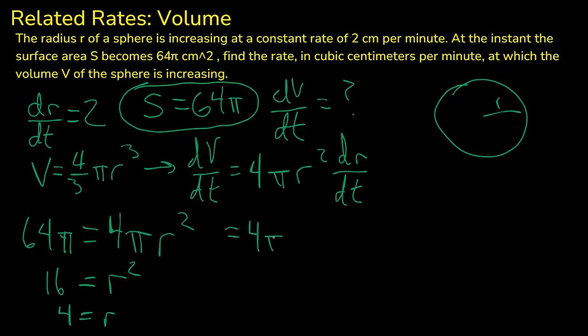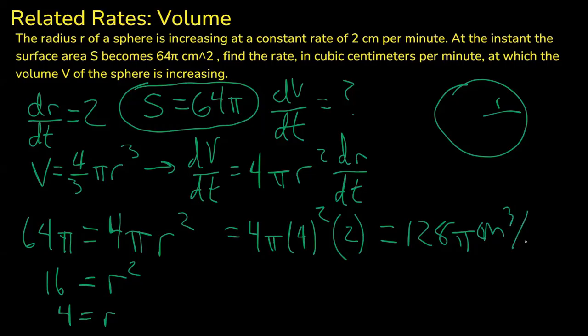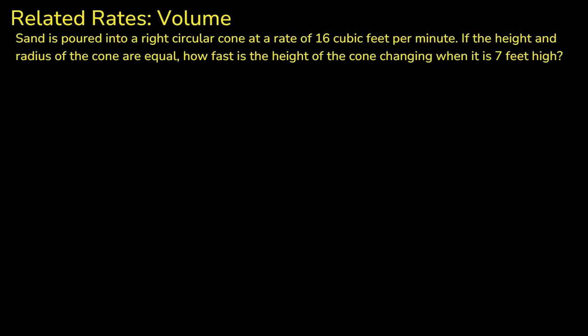So you have 4 pi times 4 squared times dr dt, which is 2. So this comes out to 128 pi. And the units would be centimeters cubed per minute. Again, think of it in terms of units for volume over units for time. So one more volume problem.